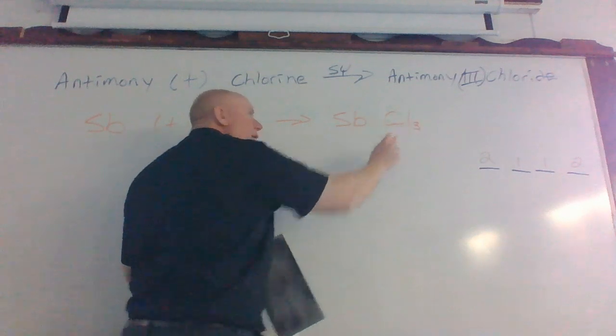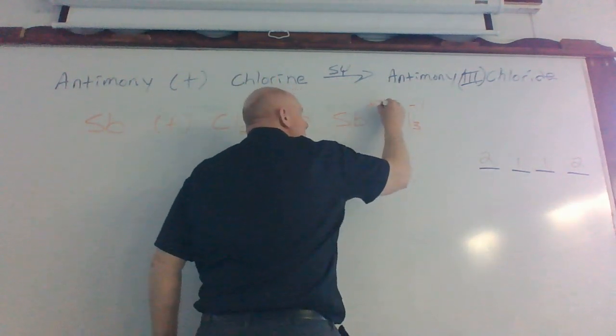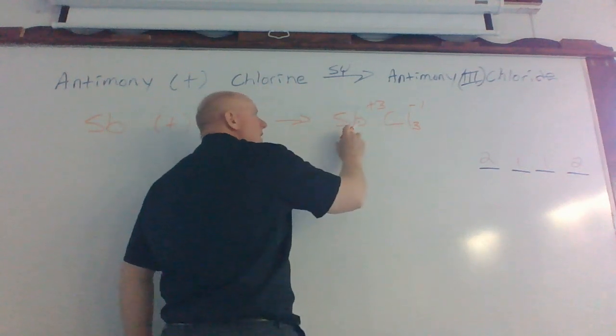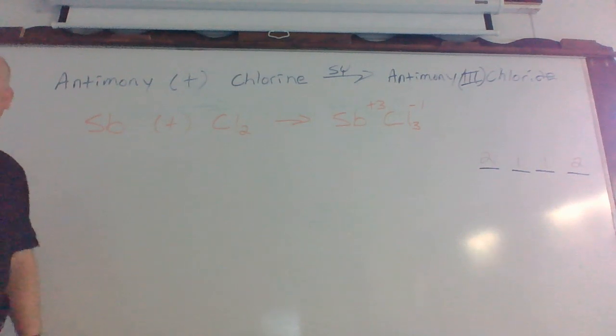So why did that little 3 have to go there? Because this is -1 and that's +3. Well, we didn't know this was +3 until we looked at the Roman numeral. So that's why you needed to know that.